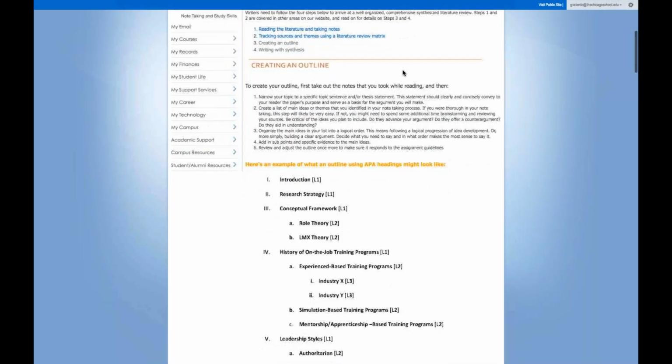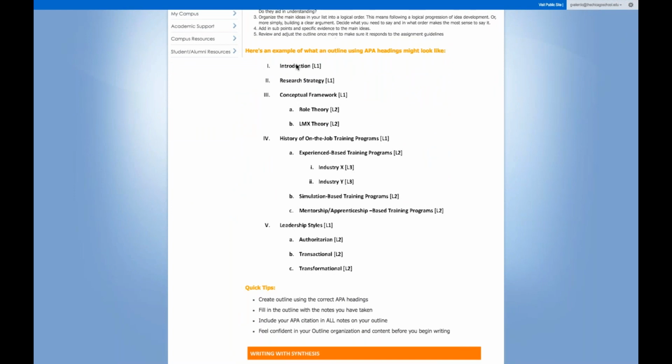Here we can see an example. So I have my introduction, my research strategy, which is how I found my sources, and the conceptual framework of my study. So that's the main overall theories that I'm going to use, followed by my main topic, history of on-the-job training programs. I identified 3 subtopics: experience-based training programs, simulation-based training programs, and mentorship apprenticeship-based training programs.